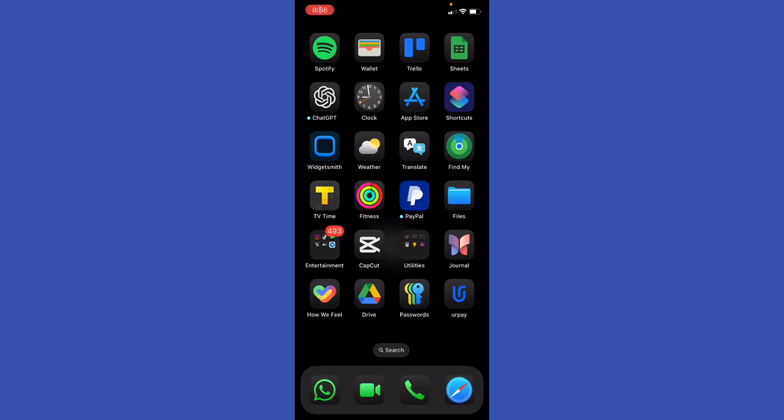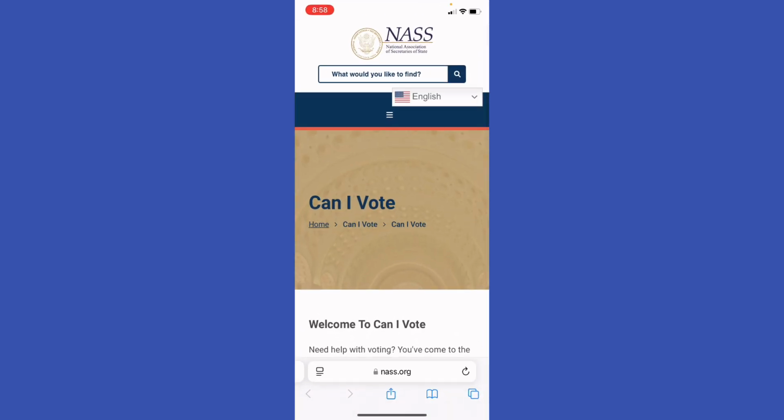How to vote as a homeless person. So, voting as a homeless person can be challenging, but here are the steps to help you navigate the process. So, identify your state's requirements. Check your state's rules regarding voter registration, as they may vary for homeless individuals.